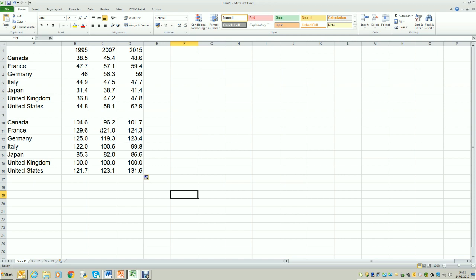We observe a similar pattern for France and also for Canada, where UK productivity actually rose above that in Canada in 2007, but has fallen back again, so that the productivity index for Canada is now 101.7 in 2015.